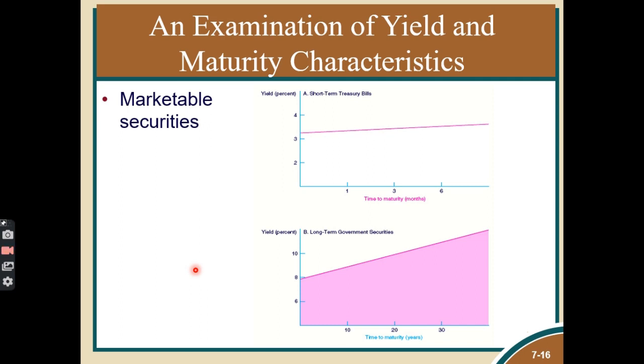Okay? So this is an example here. This is the yield rate of short-term treasury bills, which is from the government, and this is the yield rate of long-term government securities. If we simply look at the graph here, it is actually good for us to have marketable securities because they have a high yield, meaning they are going to earn us interest and income if we invest our money here.